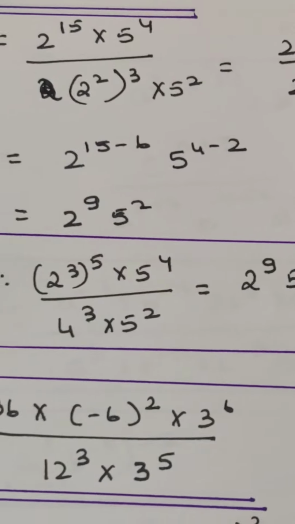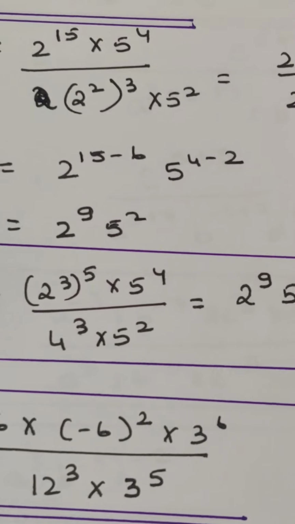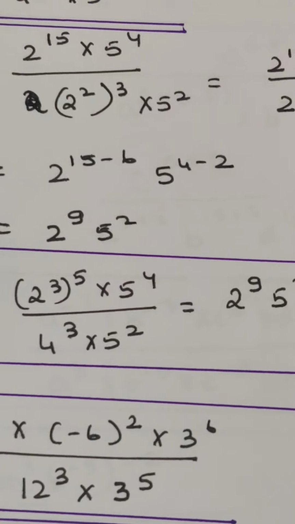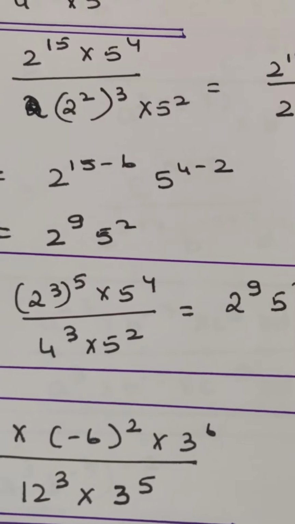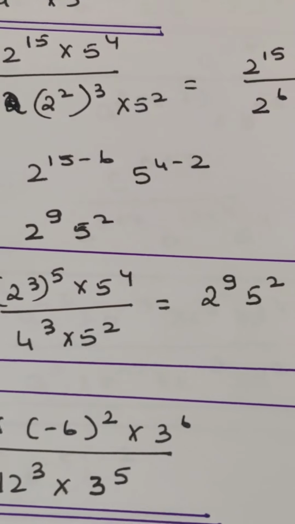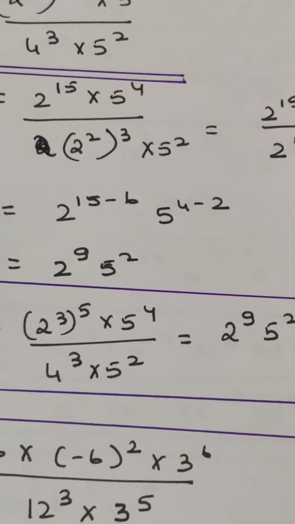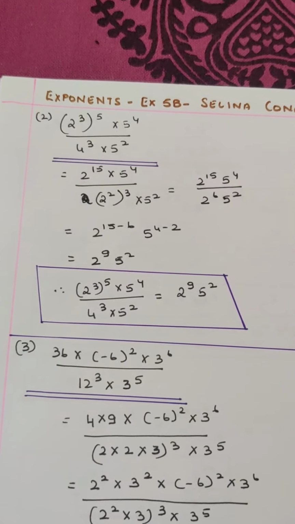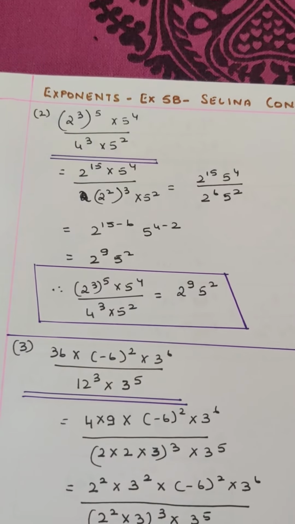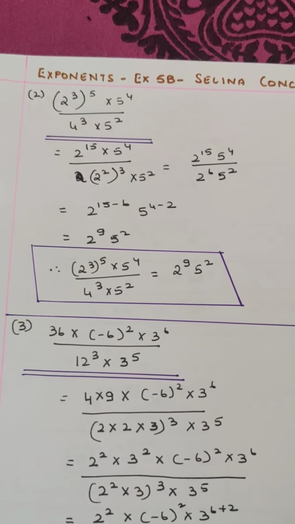So now again using the quotient law, it becomes 2 to the power of 15 minus 6 into 5 to the power of 4 minus 2, that is equal to 2 to the power of 9 into 5 square. So the answer is 2 to the power of 9 into 5 square. I am just pausing for a few seconds for you to understand how I have done the calculation. Hope this is clear.